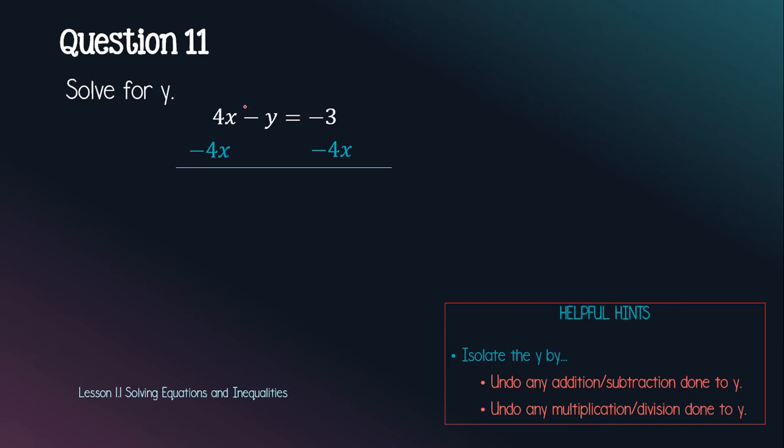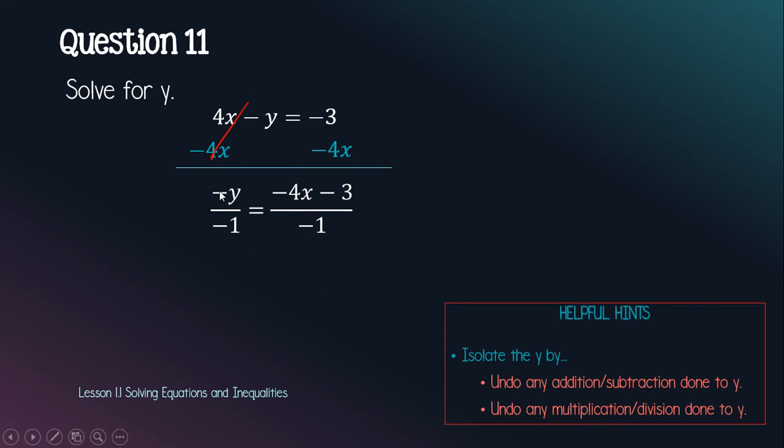When I do that, the 4x's here are going to cancel, and I'm just going to be left with negative y equals negative 4x minus 3. And then I have the second step here already. We want to undo any multiplication and division that's done to y.